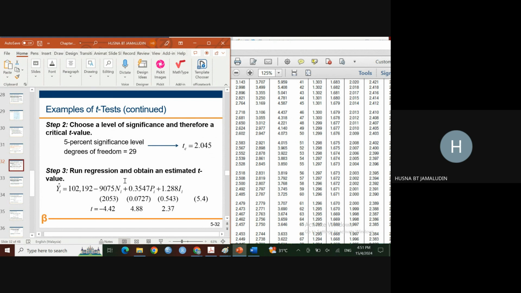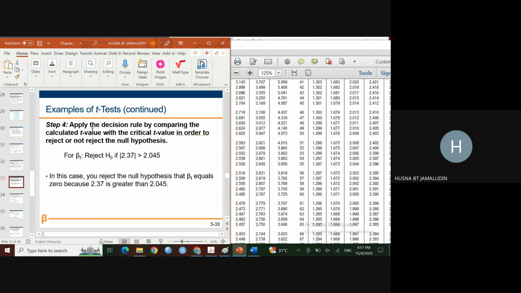Now you run the regression, you will get the t-value, you will get the standard error. And then you apply the decision rule. Reject your H0 if your t-value is bigger than your CV. In this case, you reject the null hypothesis, right? Because the t-score is bigger than your CV.